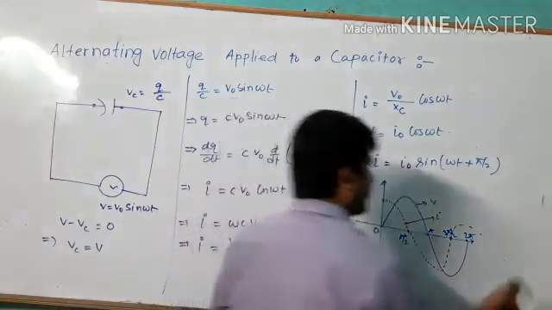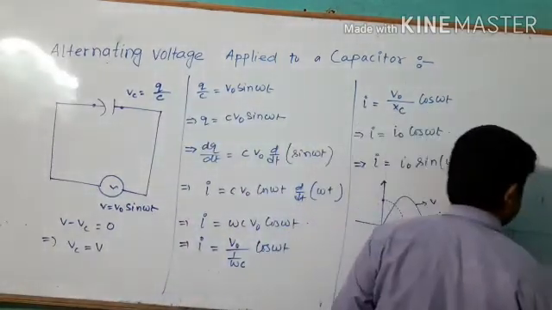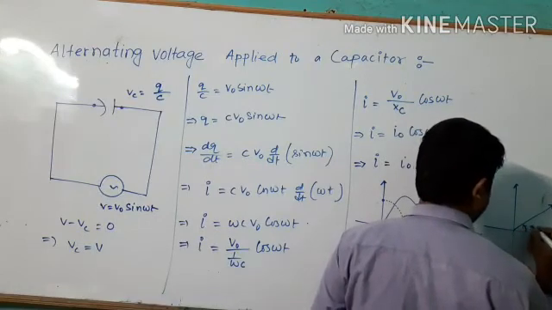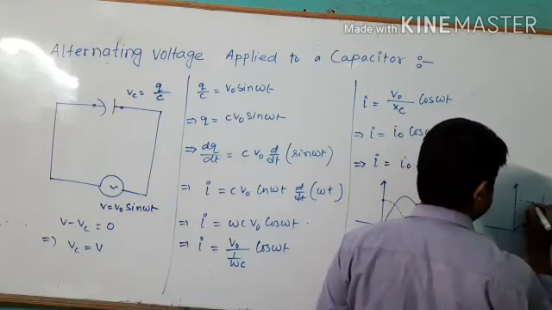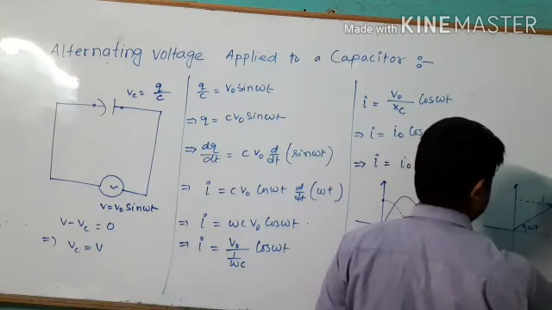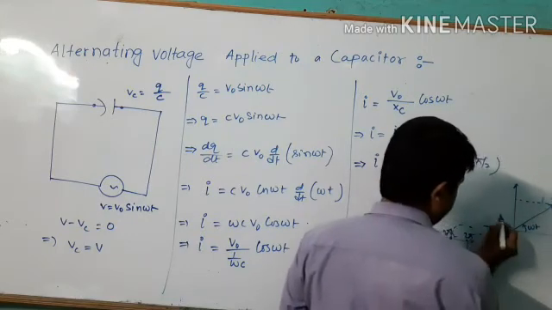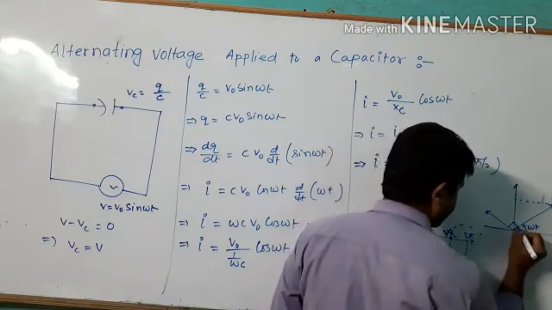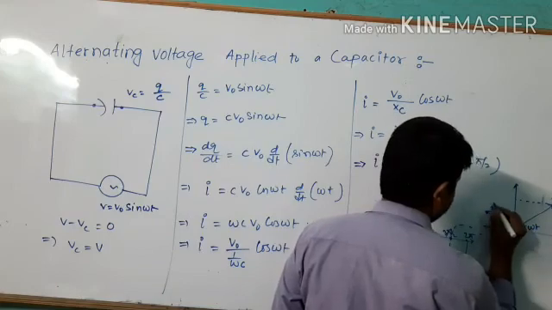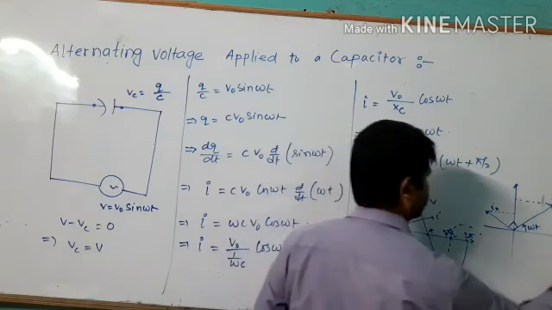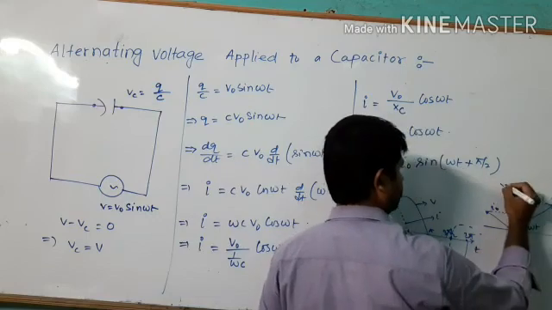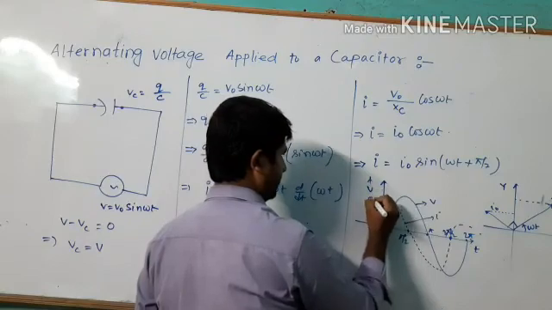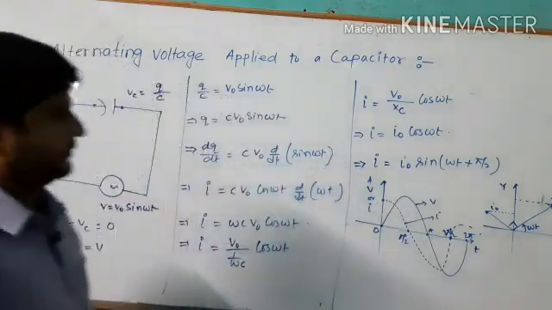Now if I draw the phasor diagram, then say this is omega t, this is V0. Now current leads by angle pi by 2. So this is the position of this current. This is I0. So this is the phasor diagram.